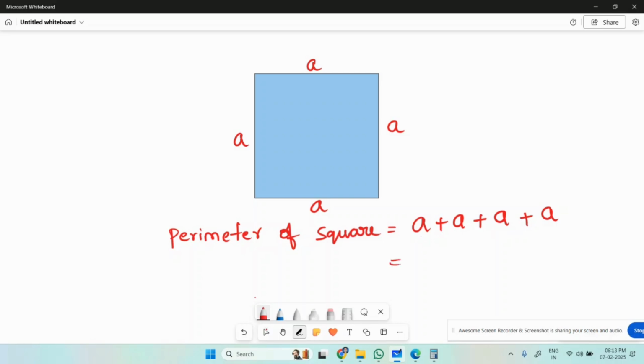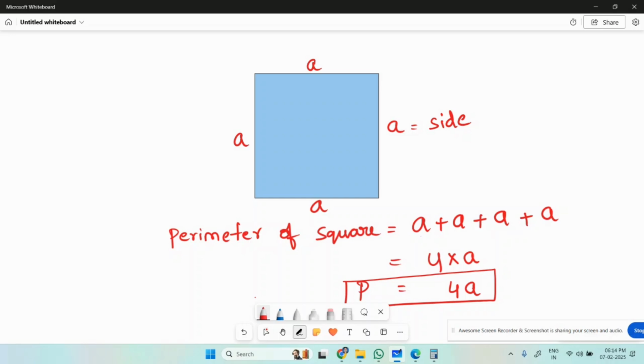How many times are we adding? We are adding A 4 times. So the formula is 4 times A, which is 4A. The perimeter of a square is 4 times A. Here A is the side. We represented the side as A. You can represent A with any number also.